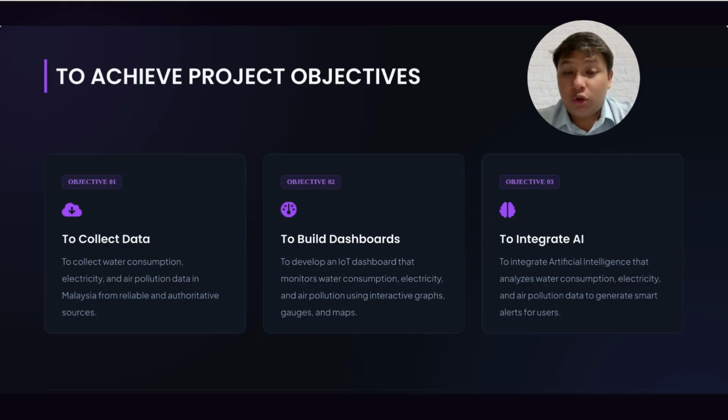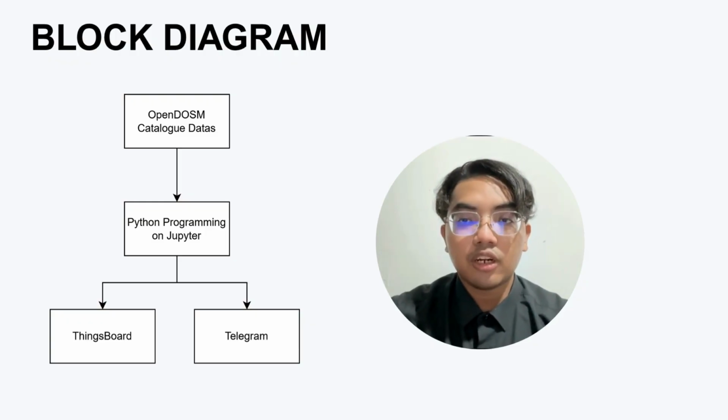Here is our group objective. First thing first, we want to collect water consumption, electricity, and air pollution data in Malaysia from reliable sources. The second thing, we want to develop an IoT dashboard that monitors water consumption, electricity, and air pollution using graphs, gauges, and maps. Third, we want to integrate artificial intelligence that analyzes water consumption, electricity, and air pollution data and alerts users.